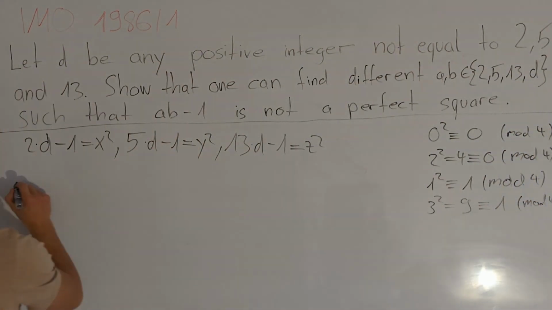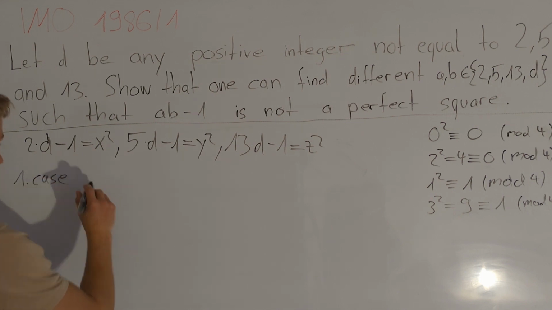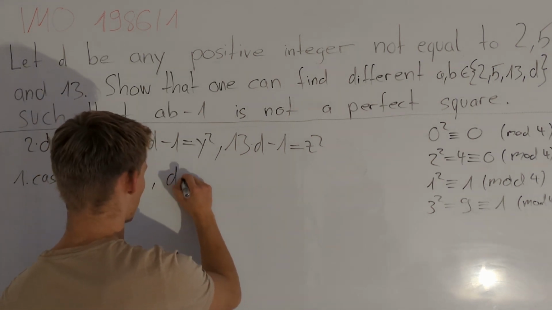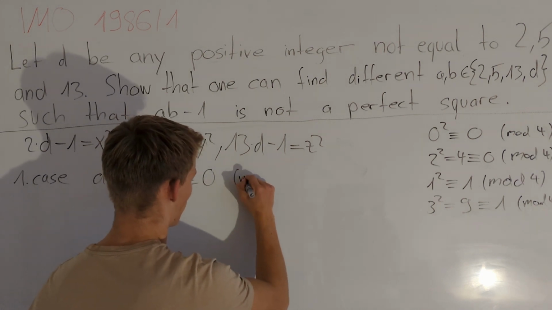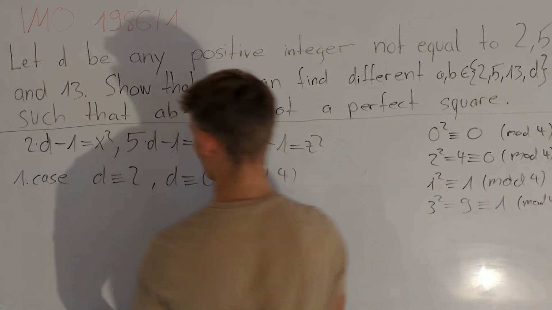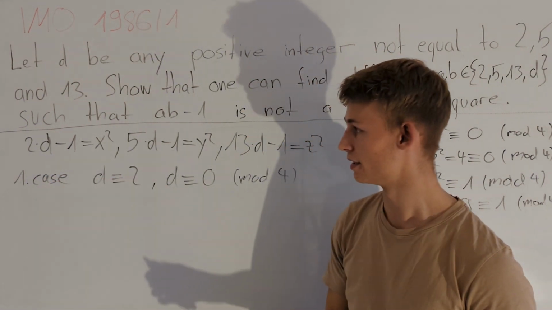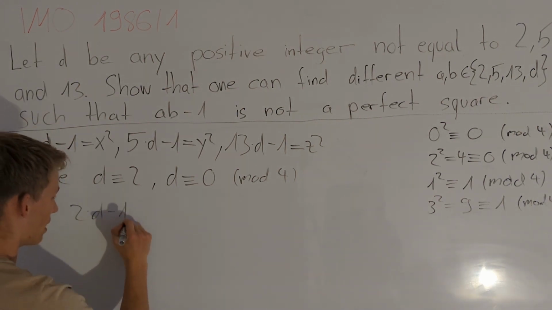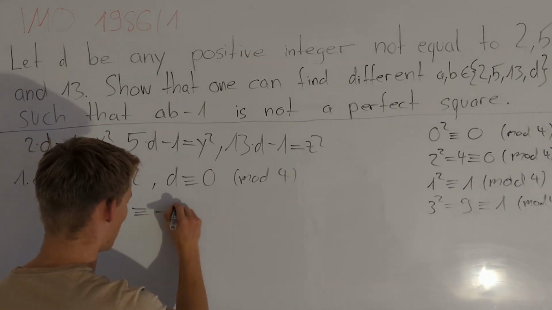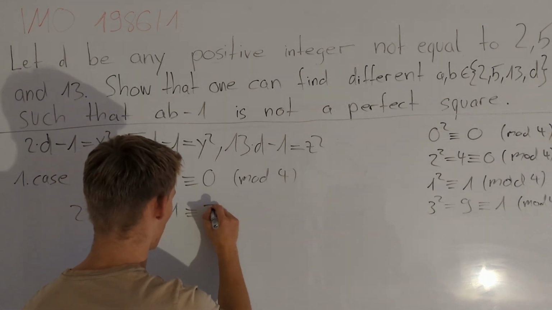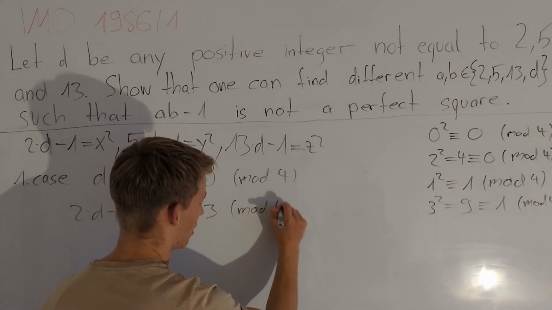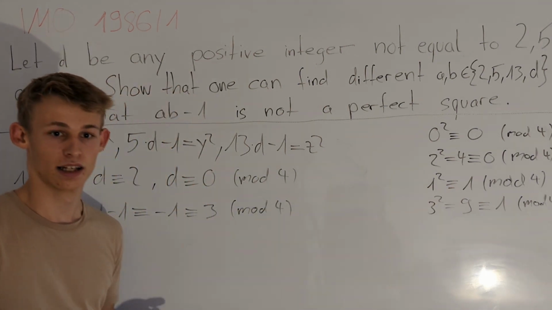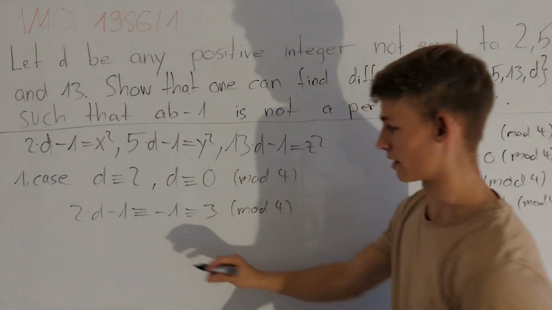So we start with the first case, that d is congruent to 2, or that d is congruent to 0 modulo 4. Here we see that 2 times d is congruent to 0 modulo 4, so we have that 2 times d minus 1 is congruent to minus 1, which is congruent to 3 mod 4. And if we have a look at the left hand side of the whiteboard, we see that 3 is no quadratic residue, and therefore this is directly a contradiction.